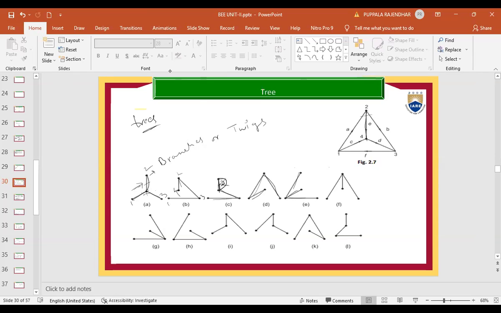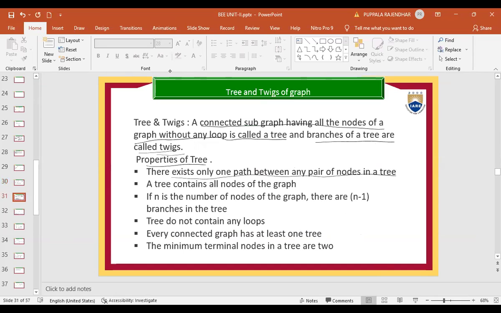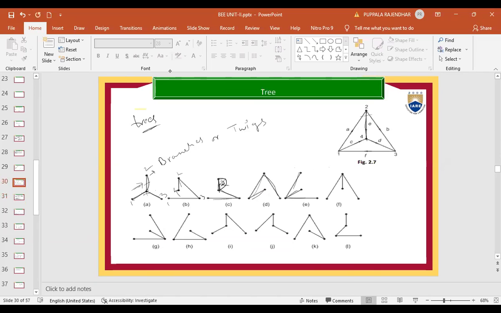Okay. A tree contains all nodes of a graph. However many nodes the graph has, the tree should have all of them. If n is the number of nodes of the graph, then there are n minus 1 branches in a tree.